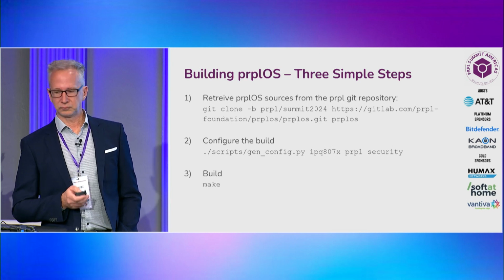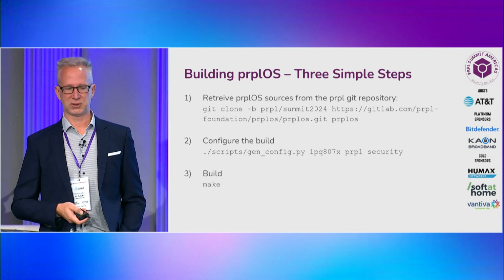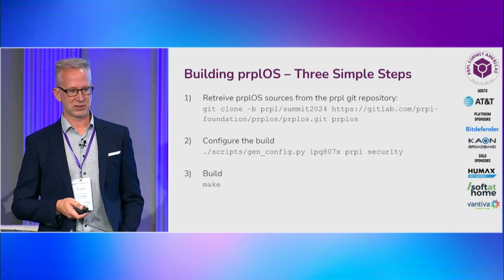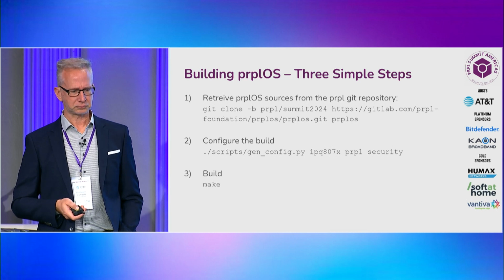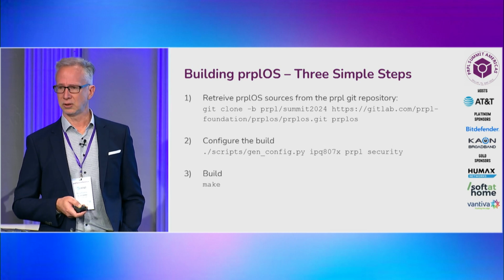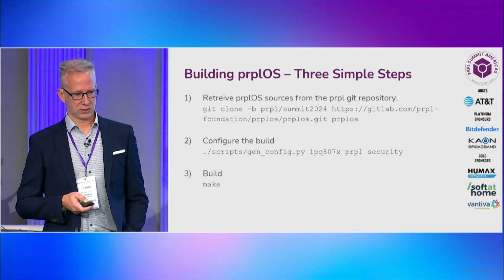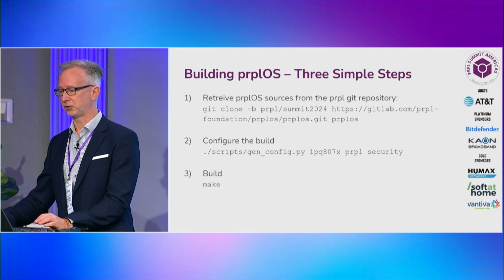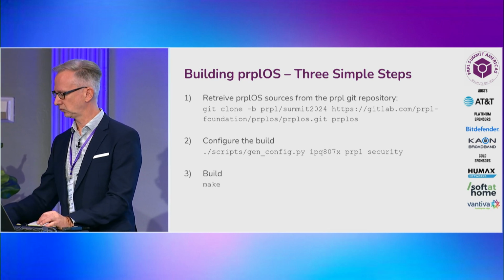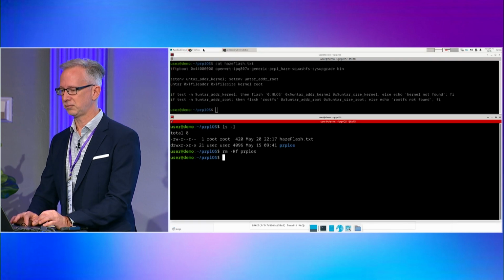All right, so building prplOS, it's 3 simple steps. The first step is you check out the source code. The second one is you configure the build, and then you build. So let me just show you the first 2 steps. I mean, it's not rocket science, thank God. And the mouse is not working, which is not so good, but we'll manage it.